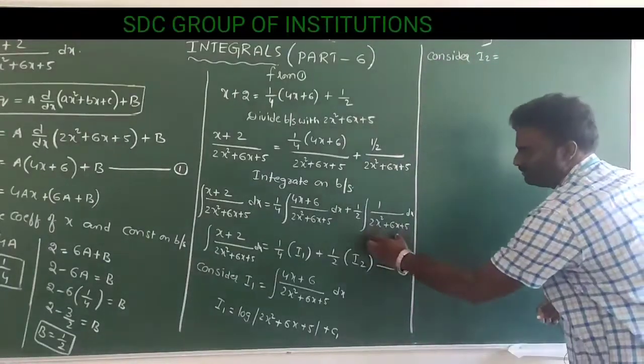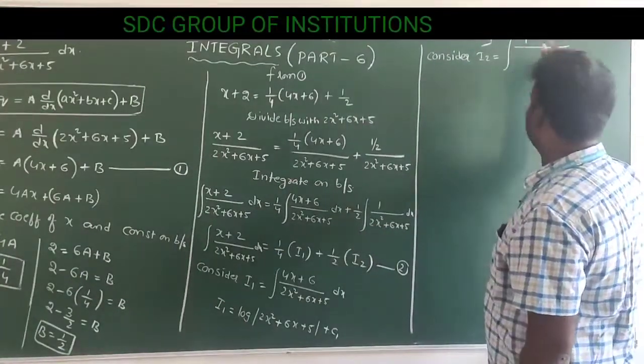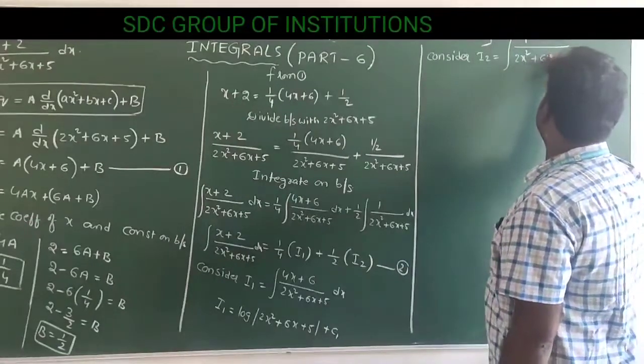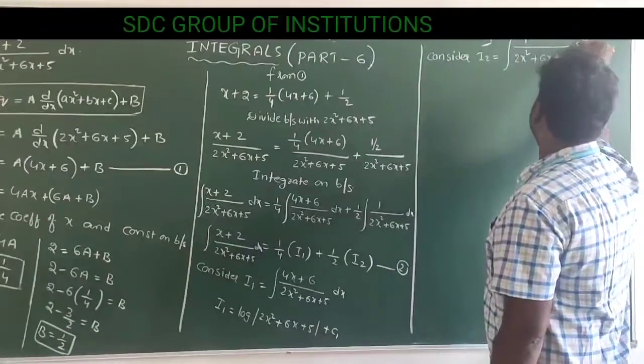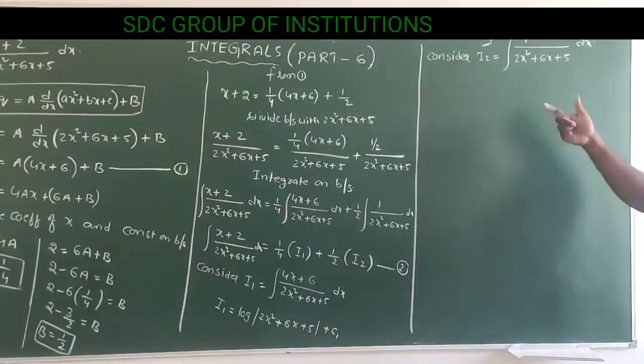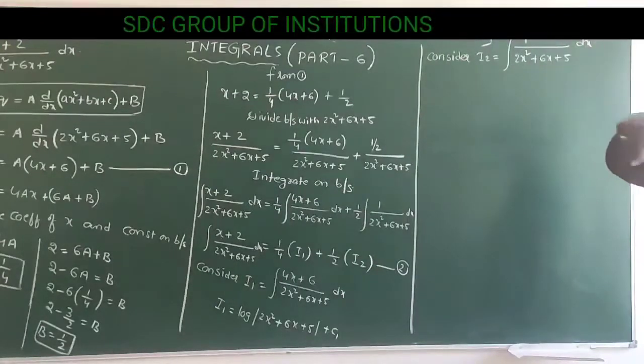Next I am finding I2. I2 means this part, integration of 1/(2x² + 6x + 5) dx. This is nothing but type 1. Okay. In type 1, what is the denominator? We need to convert the denominator to either (a + b) whole square or (a - b) whole square, a perfect square.